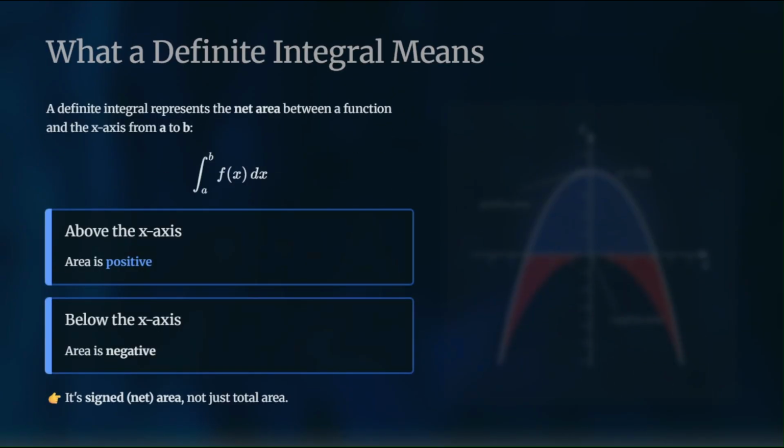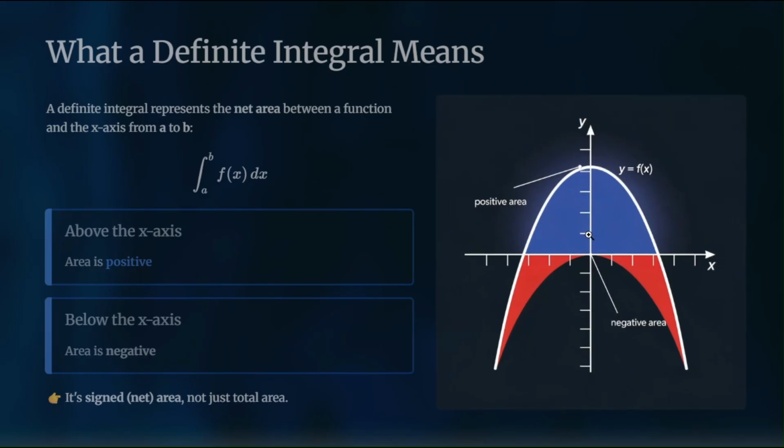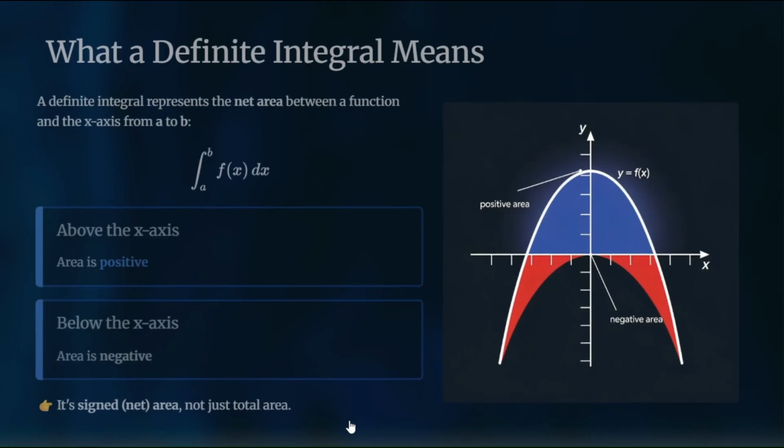A definite integral represents the net area between a function and the x-axis from a to b. And we indicate that by the definite integral from a to b of the function f of x dx. If the area is above the x-axis, that will be a positive area, whereas if it's below the x-axis, it will be a negative area. It is the signed net area, not just total area.